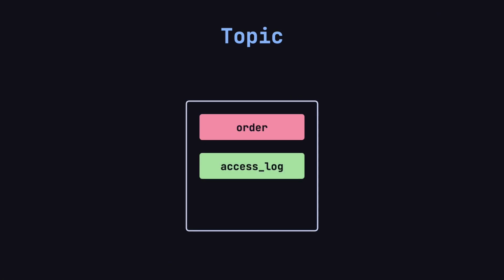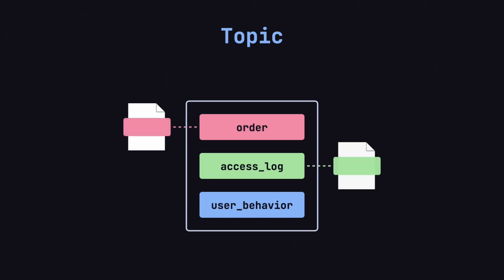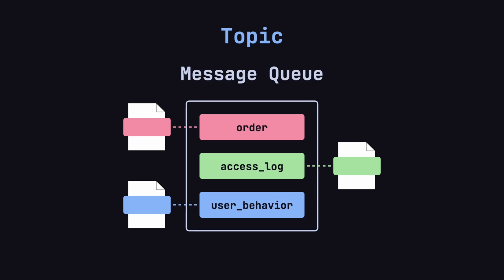For example, you might have an order topic to store order data, an access log topic for website access logs, or a user behavior topic for tracking user actions. While a topic is a logical concept, under the hood, it corresponds to physical files. Each topic is stored in its own set of files, so the data is physically separated. You can think of a Kafka topic like a queue in a traditional messaging system. You might even see the terms topic and queue used interchangeably.